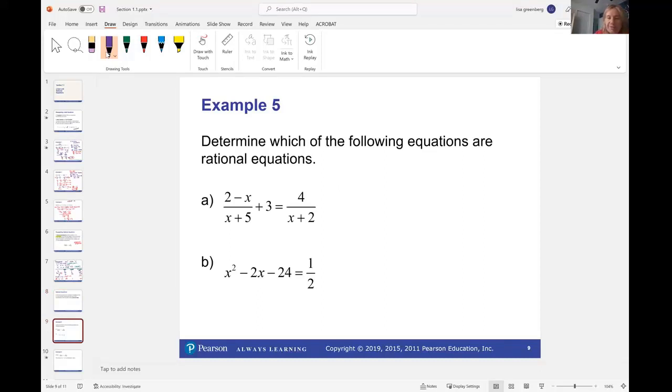So determine which of the following equations are rational equations. So is A a rational equation? Well, yes, because I have a polynomial over a polynomial here. This is a polynomial plus a polynomial, and this is a polynomial. So I can say this is a rational equation.